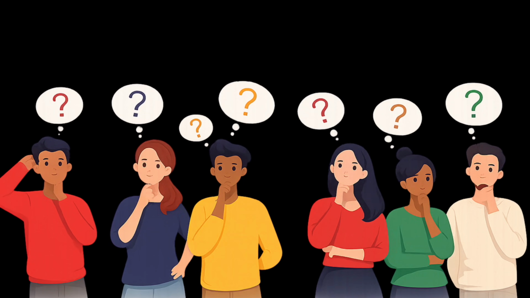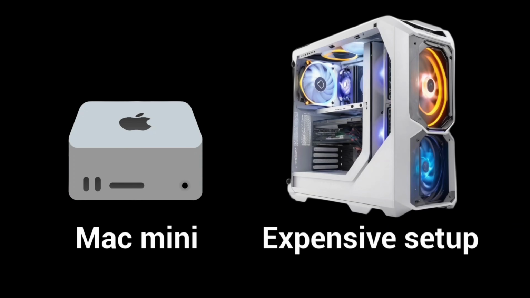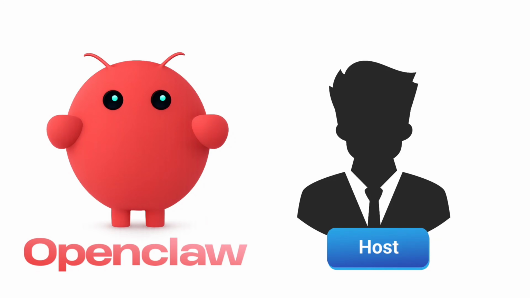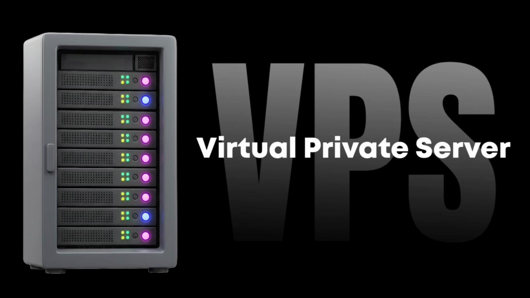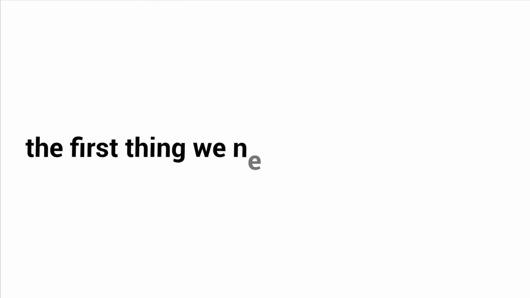of your daily tasks. Now, a lot of people think you need a Mac Mini or some expensive setup to run something like this. But in this video, I'll show you how to self-host OpenClaw without buying a Mac Mini, using a virtual private server. Now, to self-host ClawDBot, the first thing we need is a VPS.